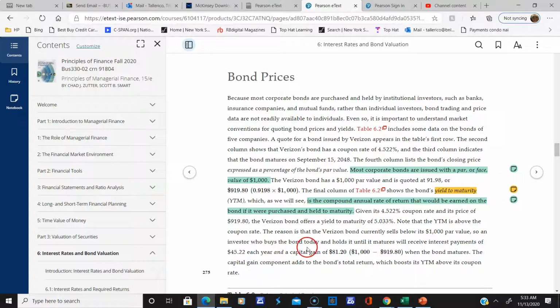So an investor who buys the bond today and holds it until it matures will receive interest payments of $45.22 each year. And there's a capital gain if someone bought it at this price, because they would get $1,000 when it matures. So the capital gain component adds to the bond's total return. That's going to boost the total return, and it's going to boost the yield to maturity above its coupon rate. So that's what goes on with that.